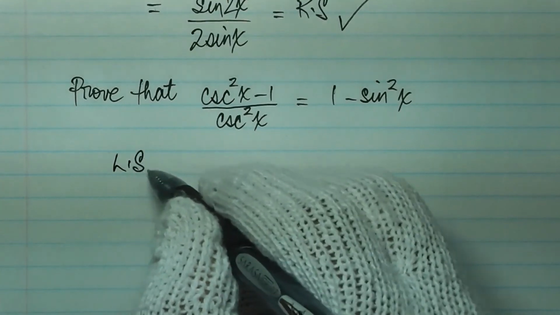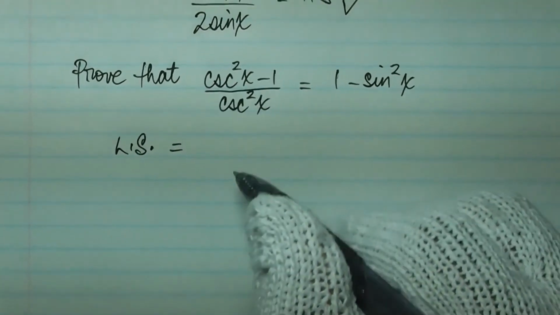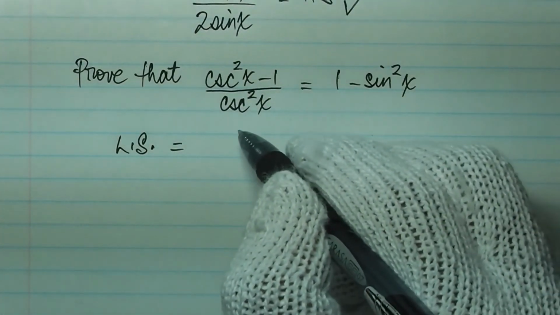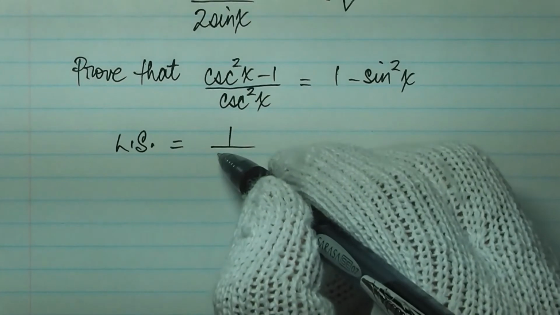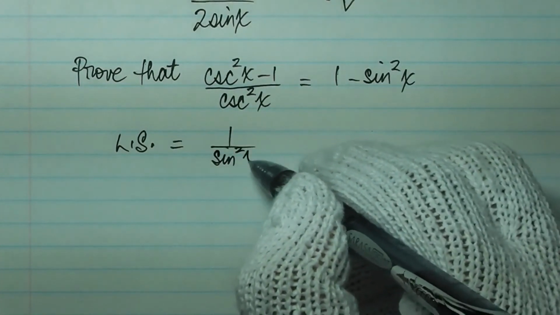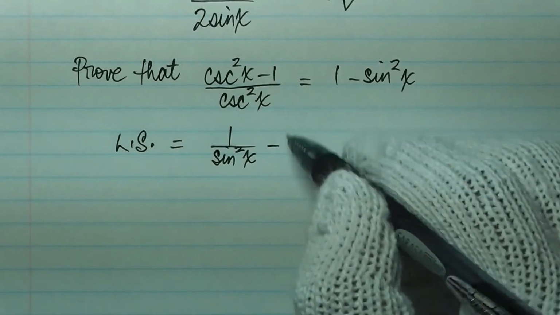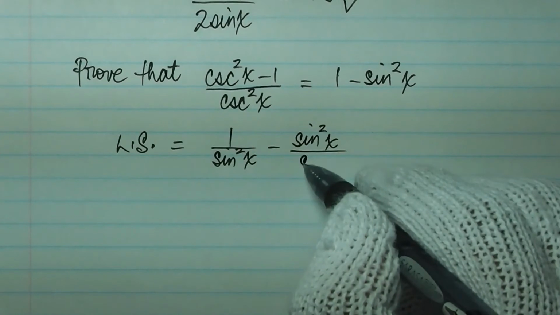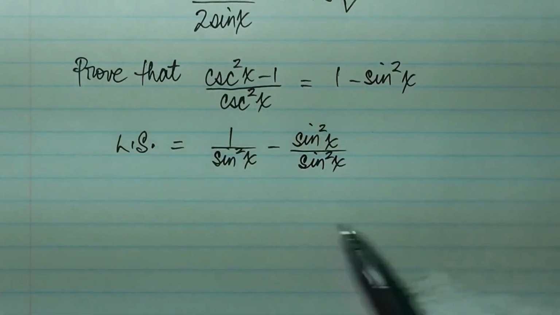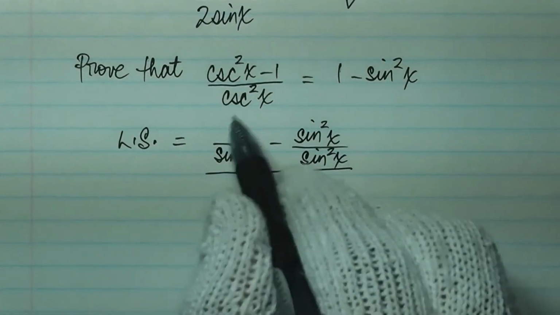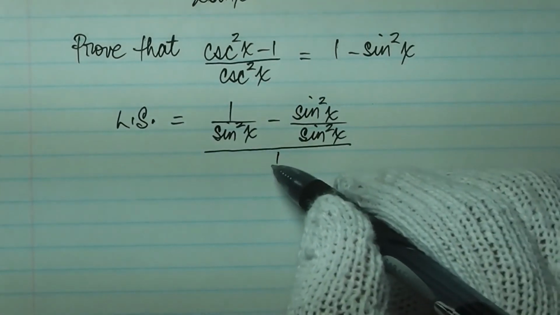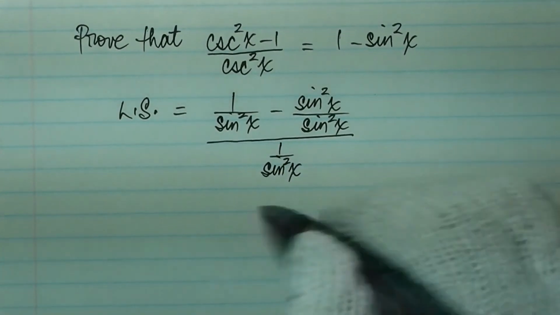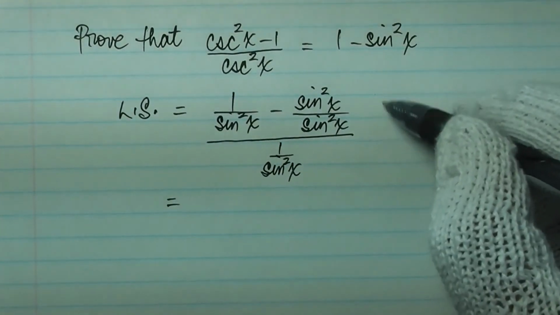I'm going to start with the left side. Cosecant squared x is basically 1 over sine squared x minus 1, but I'm going to write 1 as sine squared x over sine squared x. On the bottom I have cosecant squared x, which is 1 over sine squared x. I'm going to take this and combine it into one fraction.